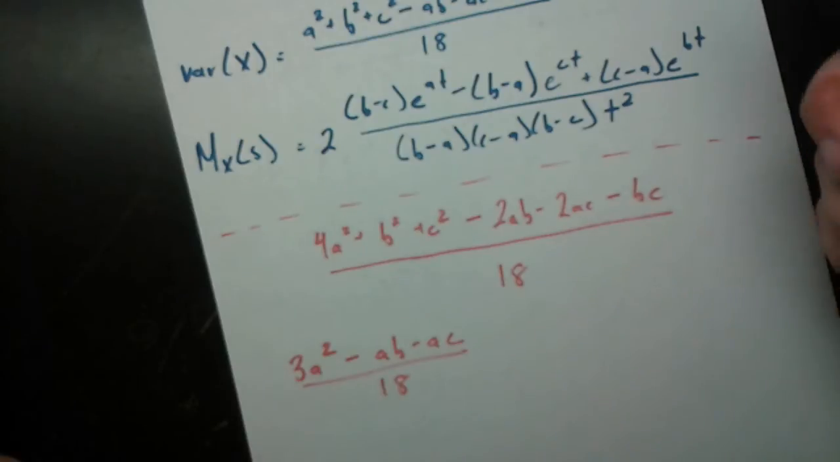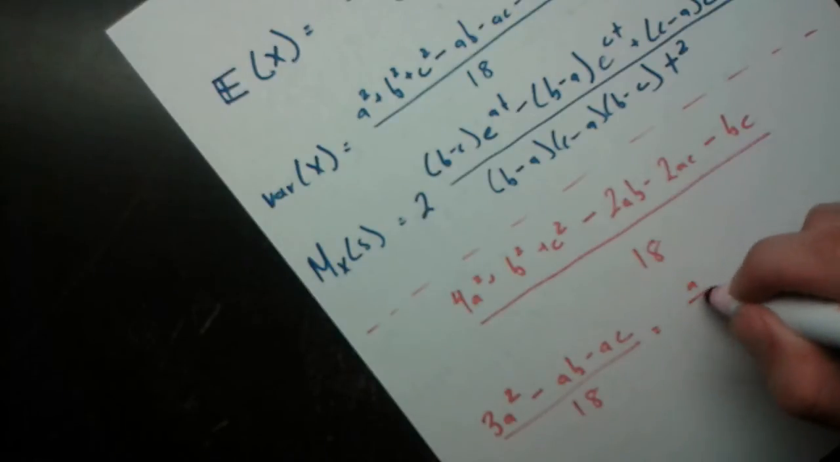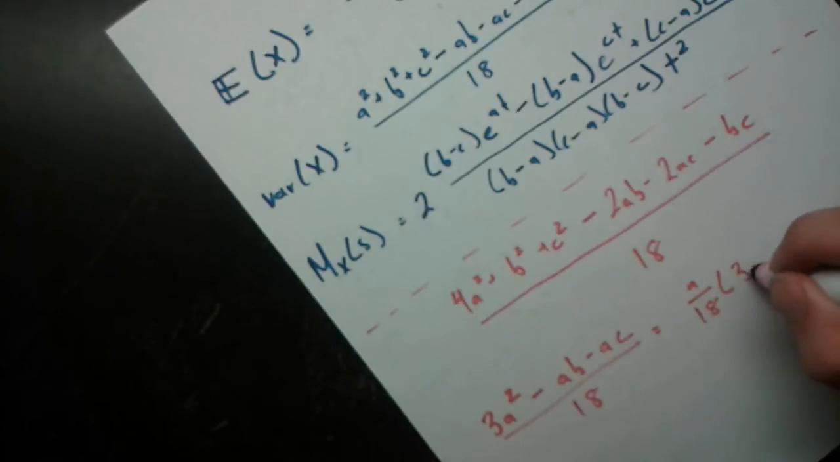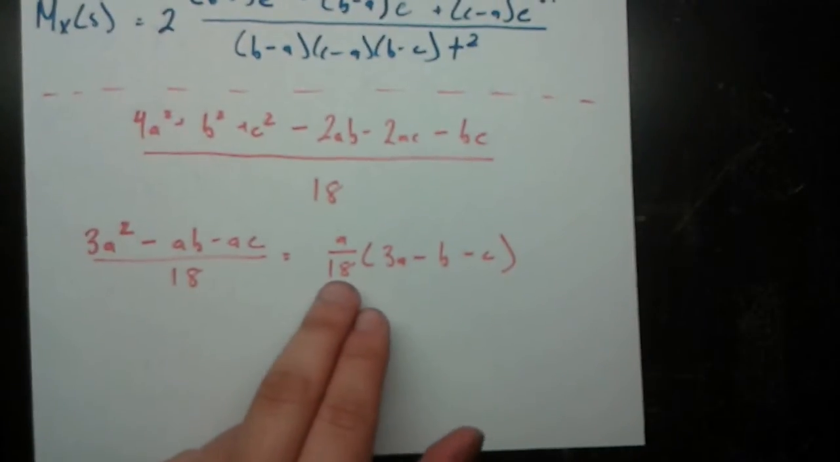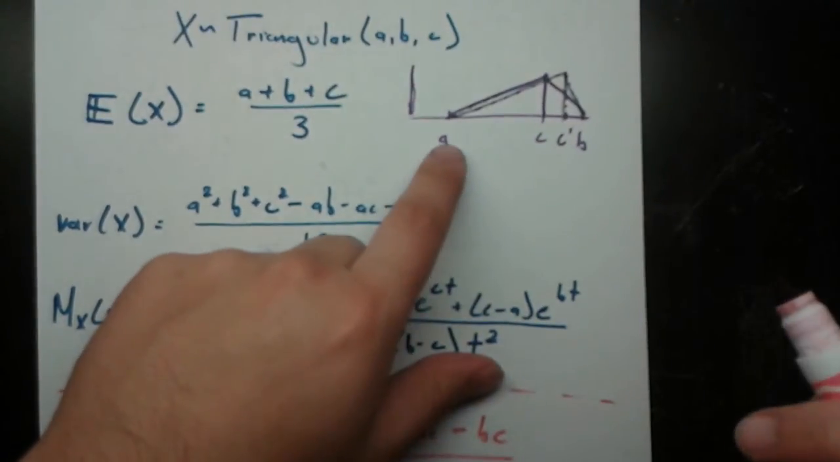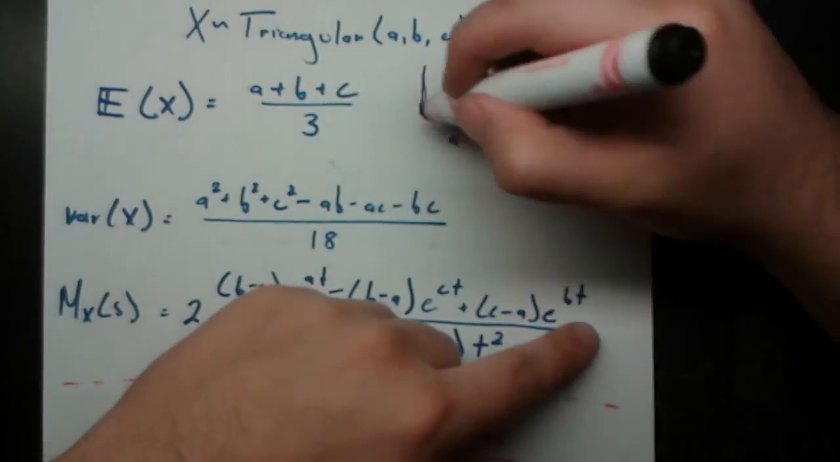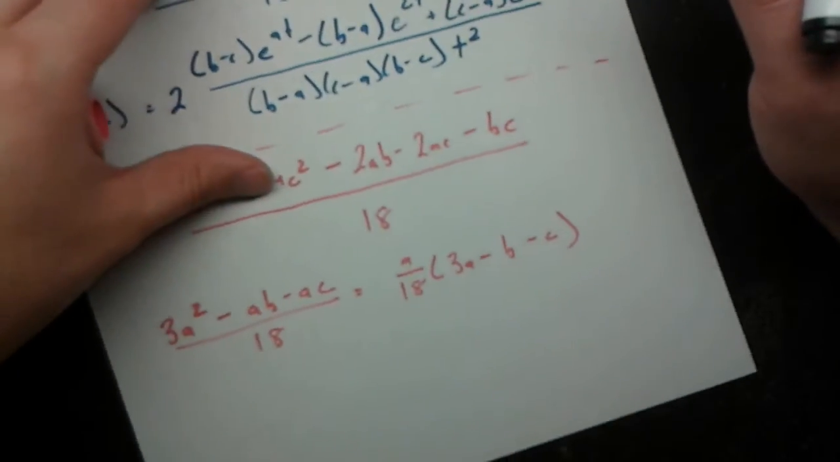That is, has the variance gone up or gone down? It's still pretty unclear. Let's factor out an a over 18. So we have a over 18 times 3a minus b minus c. Now we want to ask the question, is this positive or negative? Let's say, just to make a simplifying assumption, that we're only considering values of a, b, and c that are positive. That need not be the case. You can consider negative ones. We'll just do positive for the sake of this.